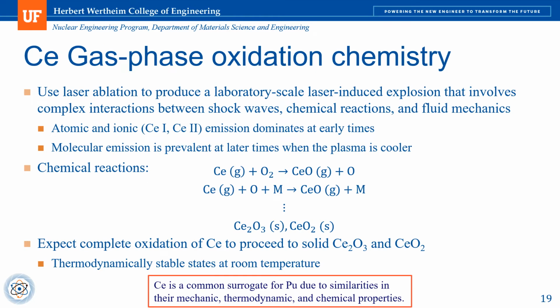As for the species that we expect to observe for cerium laser-produced plasmas, atomic and ionic cerium will be present and dominate at early times in the evolution of the laser-produced plasma. As the plasma cools, chemical reactions will take place and molecular species will form. We expect to see cerium monoxide, which is characterized by signatures in the visible spectrum. Higher polyatomic oxides will also form at later times, yet signatures for these molecules typically fall at lower energies, thus will be outside the visible spectrum. So we'll be focusing on the early chemistry in this work.